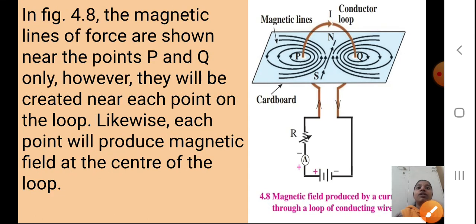We'll proceed. In figure 4.8, the magnetic lines of force are shown near the points P and Q only. Can you see only P and Q? You can see magnetic lines of force, right? However, they will be created near each point on the loop. Now the loop is a circular loop, so at each point on the loop you may see magnetic lines of force. Likewise, each point will produce a magnetic field at the center of the loop. Students, I hope till here the diagram is clear to you. Please go through the video which I have sent in the group if you have not seen it.